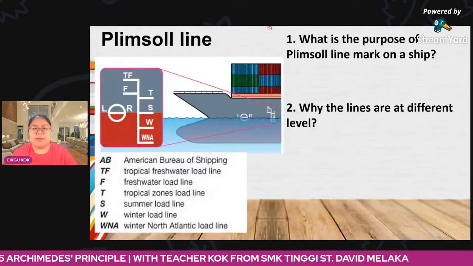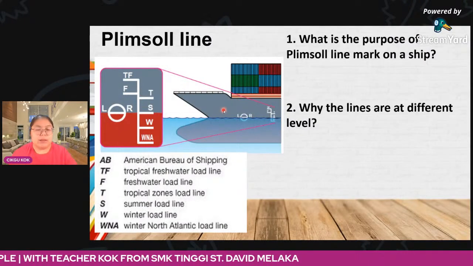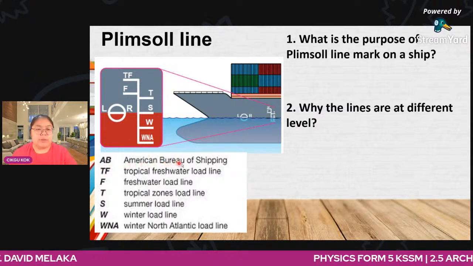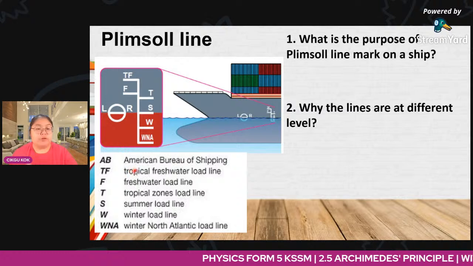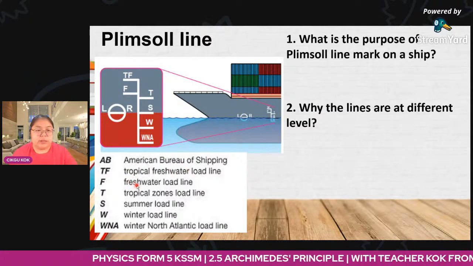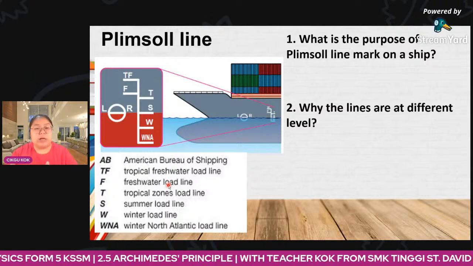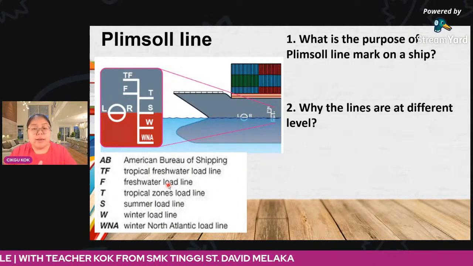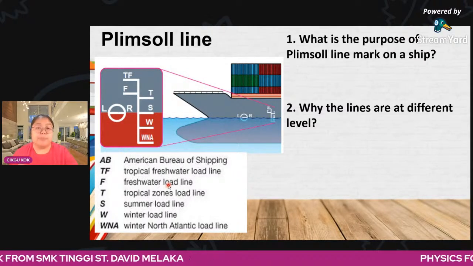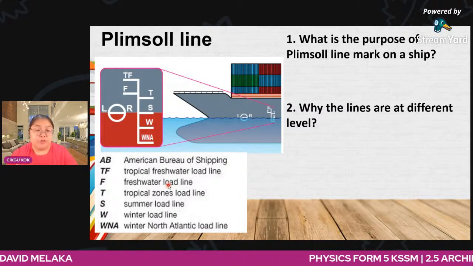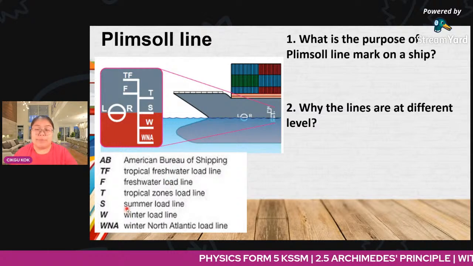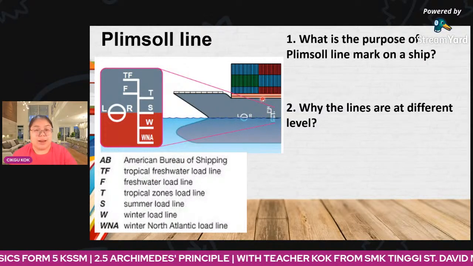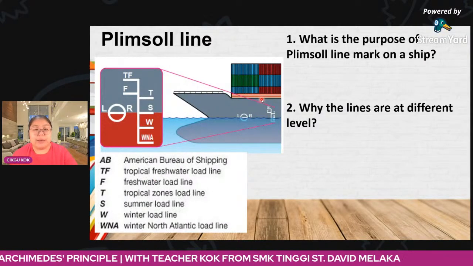Okay, Plimsoll line. The Plimsoll line is one of the labels on the body of the ship. For example, they call the label AB. AB stands for American Bureau of Shipping. Okay, TF means tropical fresh water. F means fresh water. So this label is actually to prevent the whole ship from being overloaded. They need to remind the maximum level for the boat when it travels to different countries. Different weather and climate also change the density of the liquid.